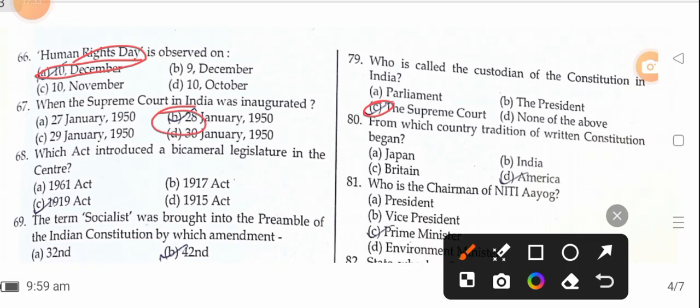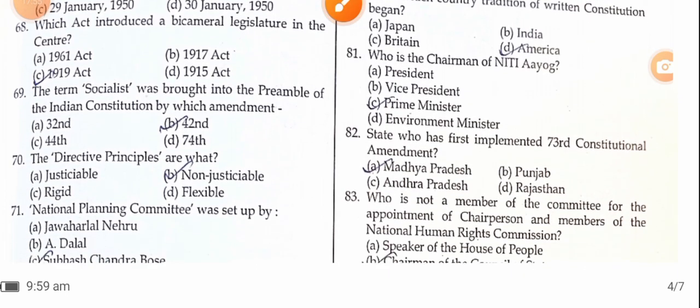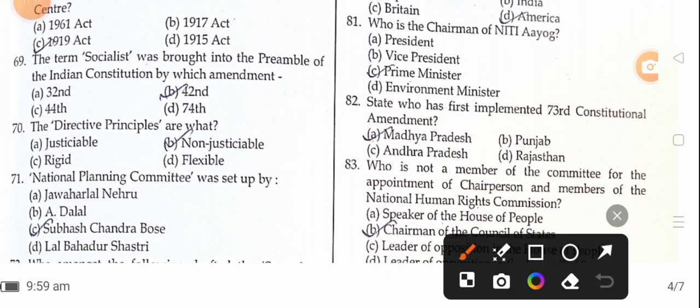From which country did the tradition of written constitution begin? America. Which act introduced the bicameral legislature? The 1919 Act. Who is the chairman of Niti Aayog? Prime Minister. The term socialist was brought into the preamble of the Indian Constitution by which amendment? 42nd Amendment. Which state first implemented the 73rd Constitutional Amendment? Madhya Pradesh.